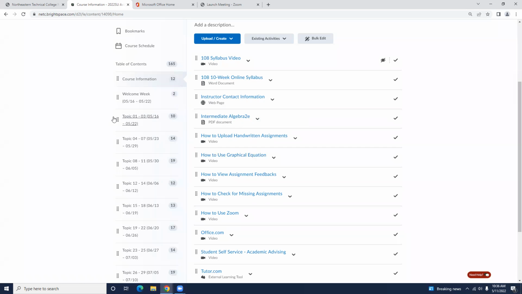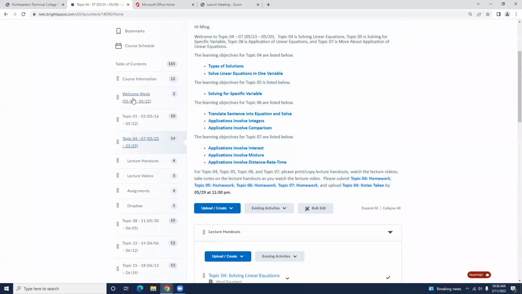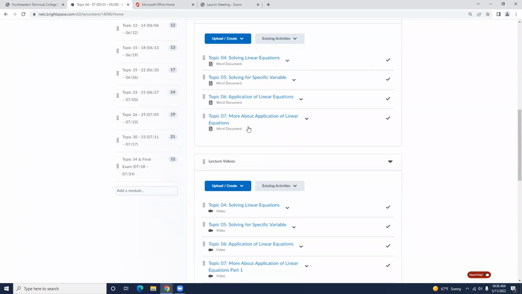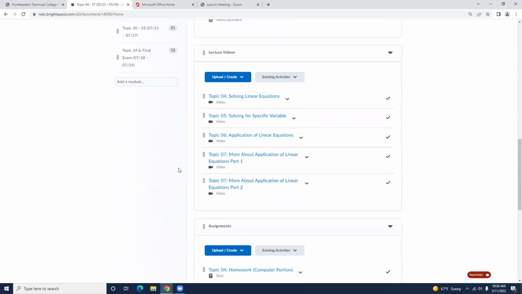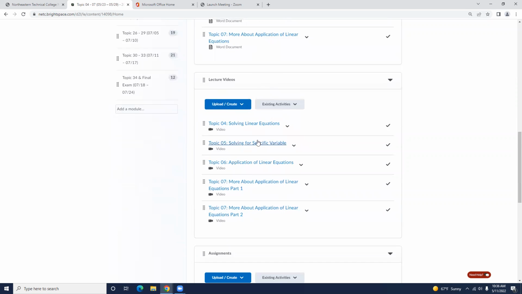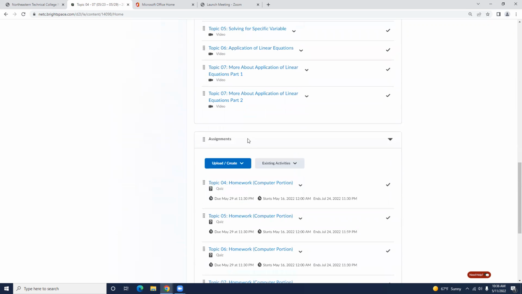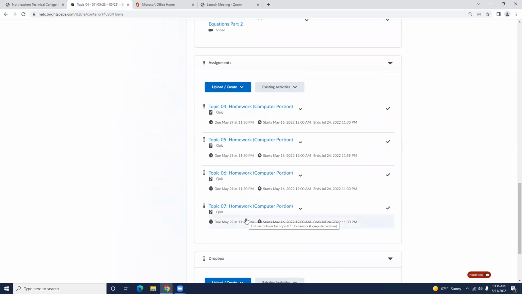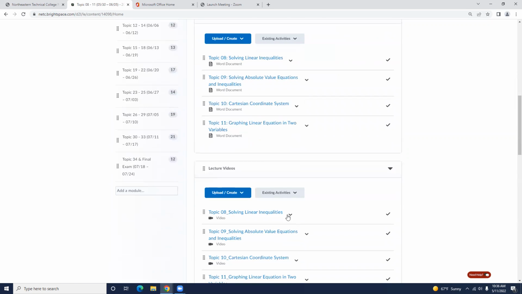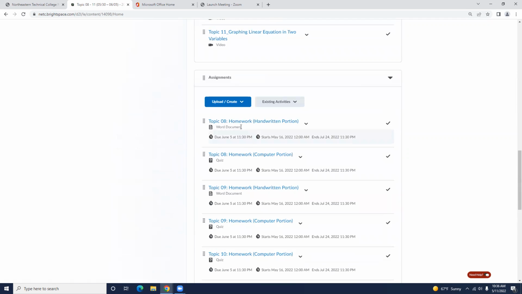So basically in this course, under every topic or every week, students print or copy down the lecture handouts, use these handouts to watch the lecture videos, and take notes on the handouts. And once you finish watching the videos, then you can begin your homework assignments. So let me go to the following week. Some homework assignments have 2 portions, a handwritten portion and a computer portion.